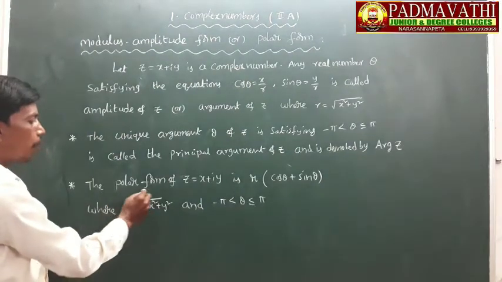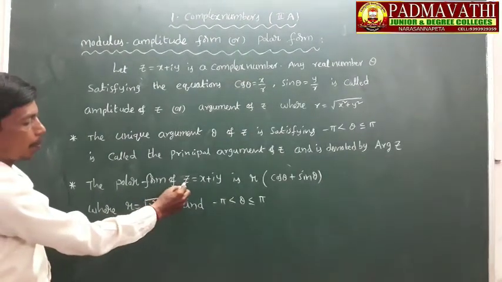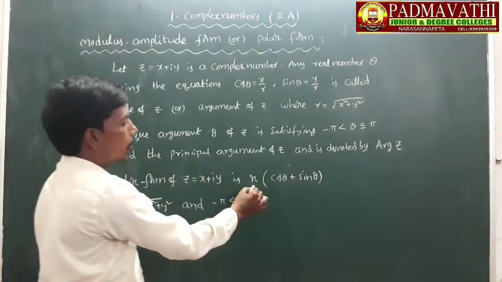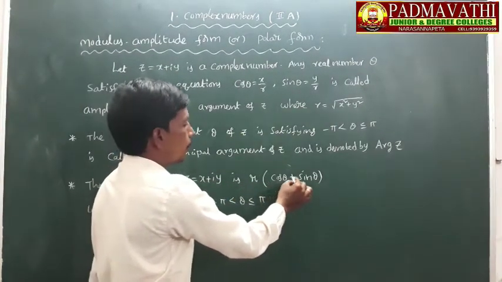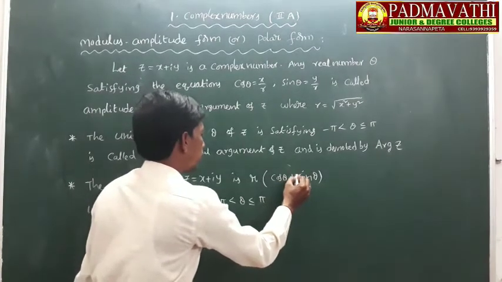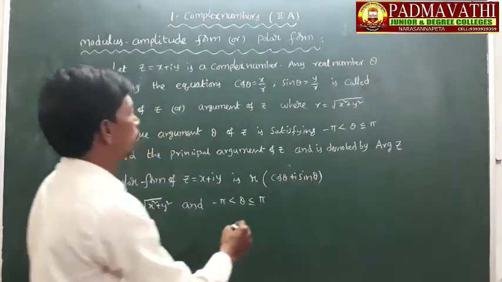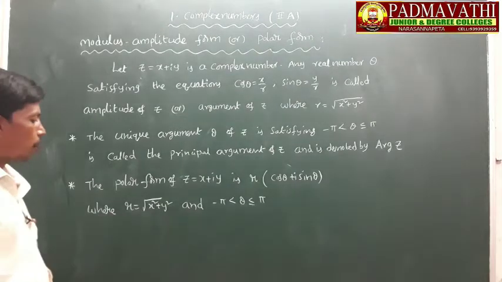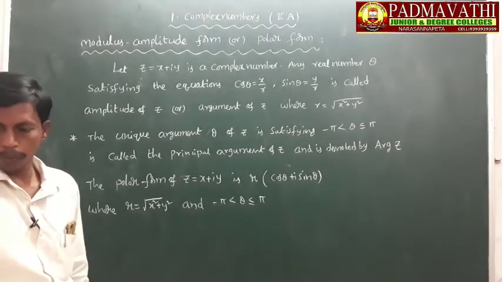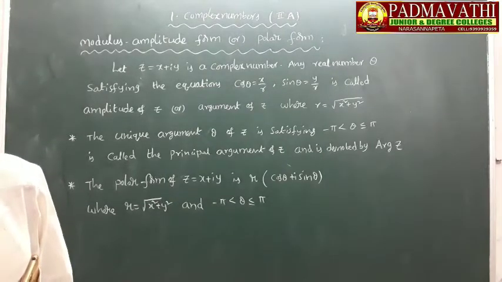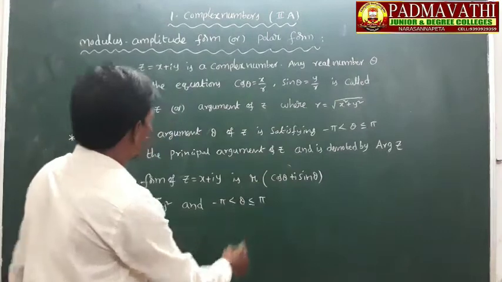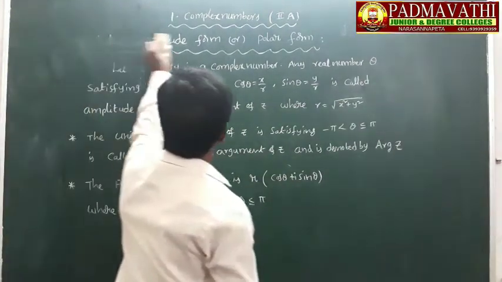The polar form of complex number z equal to x plus iy is r into cos theta plus i sin theta, where r equal to square root of x square plus y square and minus pi is less than theta less than or equal to pi. Now start.